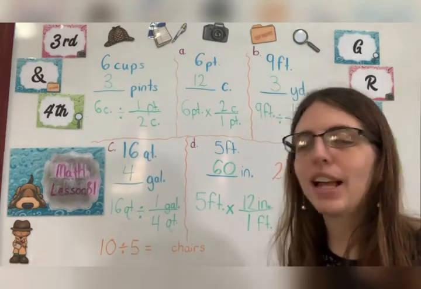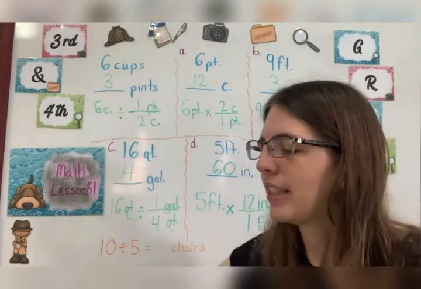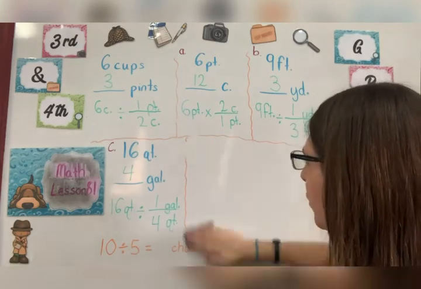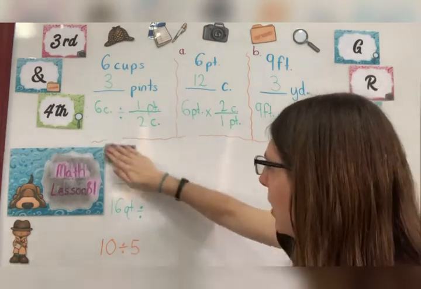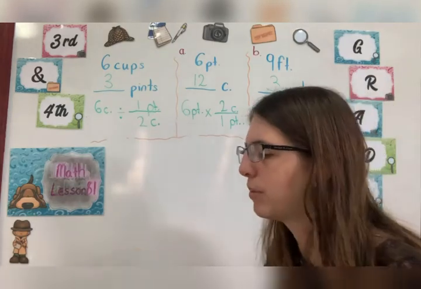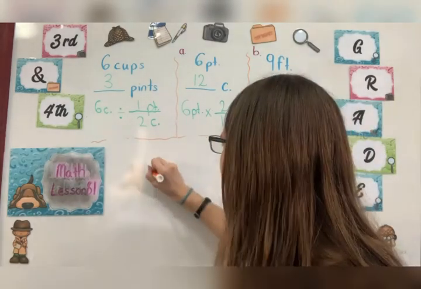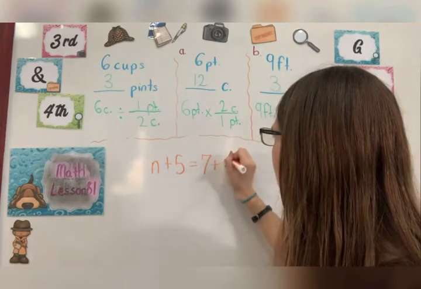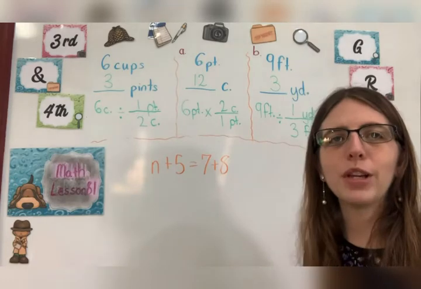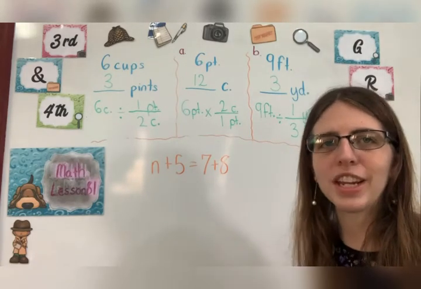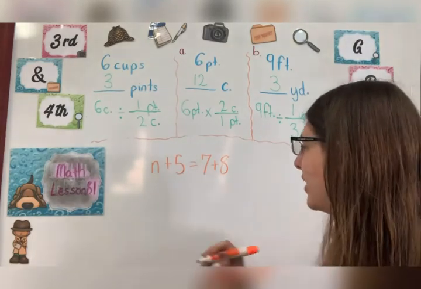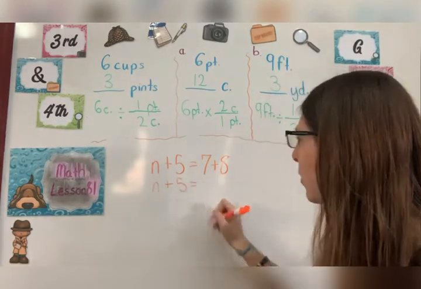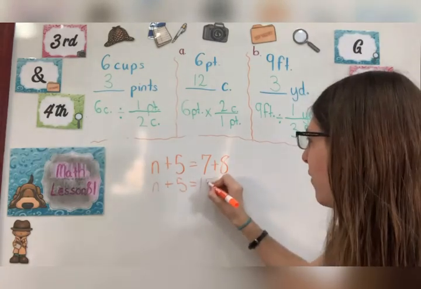So you have n + 5 = 7 + 8. I'm gonna go ahead and erase a little bit so I can show you what your first steps need to be for this problem. So you have n + 5 = 7 + 8. Remember, you need to start by solving what you already know. I can do 7 + 8 without changing anything. So that leaves me with n + 5 = 15, since 7 + 8 is 15.